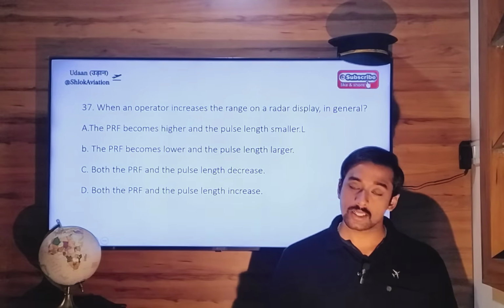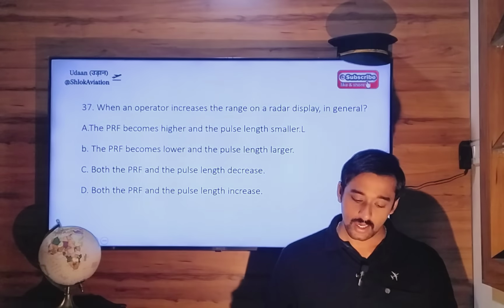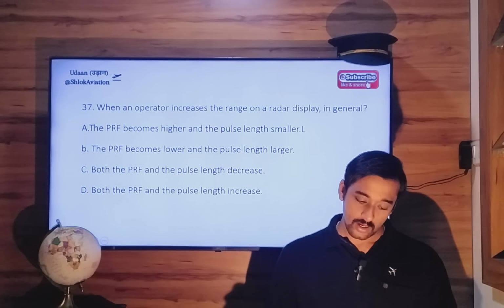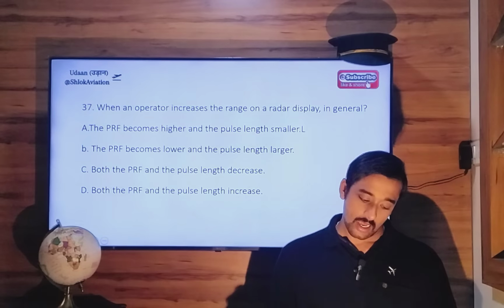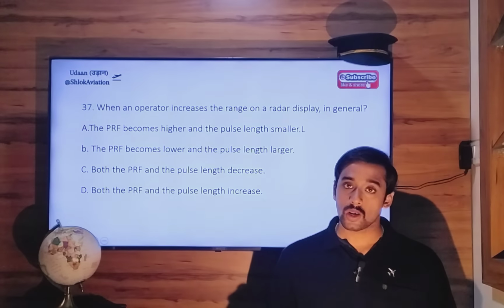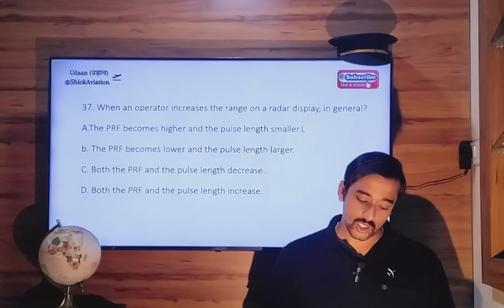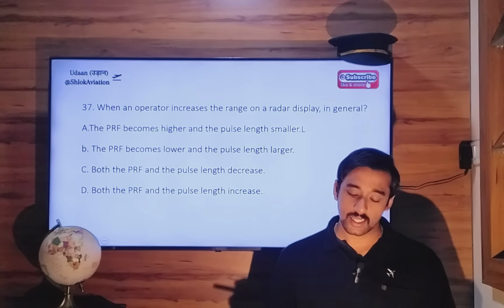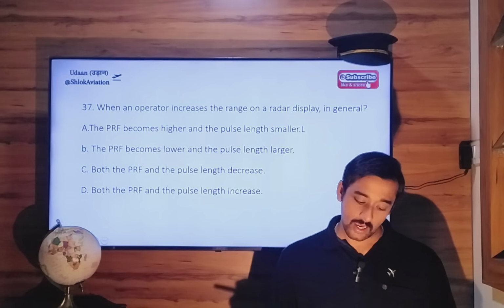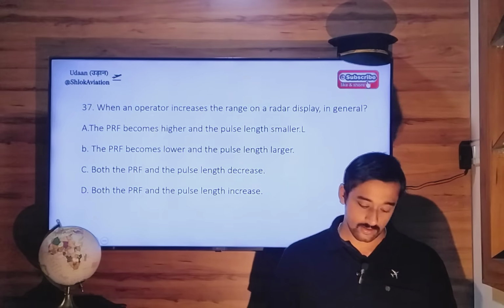Question 37. When an operator increases the range on a radar display, in general, okay, when operator increases the range, the PRF becomes higher and the pulse length smaller. The PRF becomes lower and the pulse length larger. Both PRF and pulse length decrease. Both PRF and the pulse length increase. Very important.